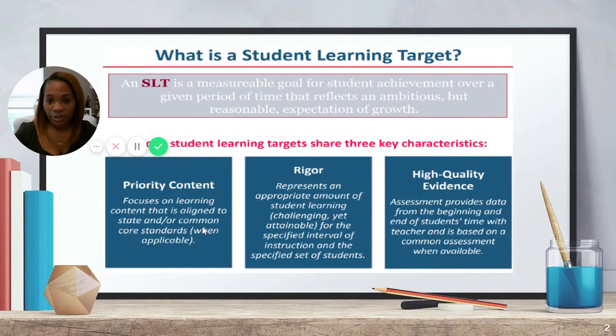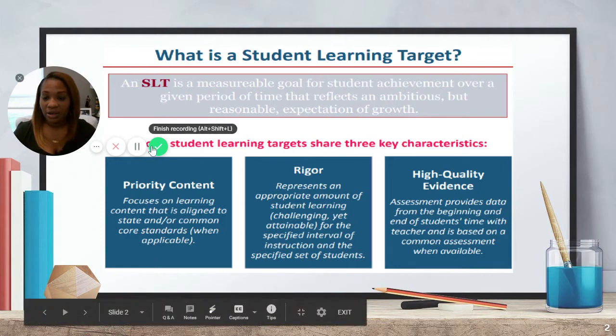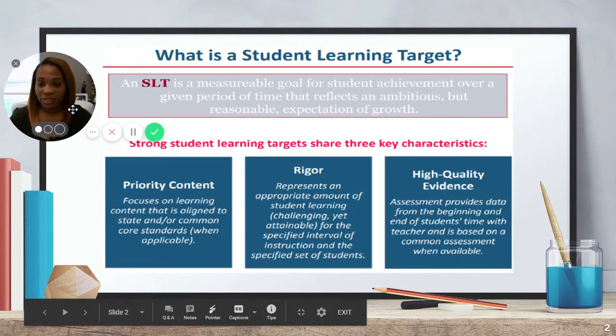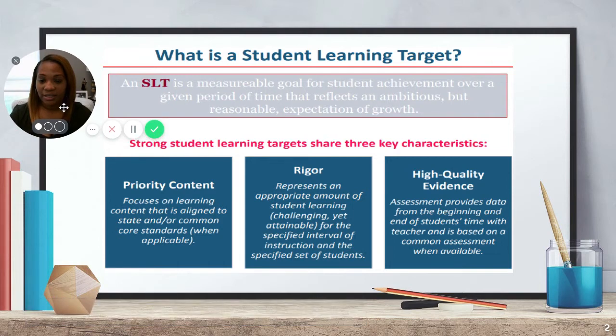So what is a student learning target? An SLT is a measurable goal for student achievement over a given period of time that reflects an ambitious but reasonable expectation of growth. SLTs are divided into three different sections. You have priority content, rigor, and high quality evidence.